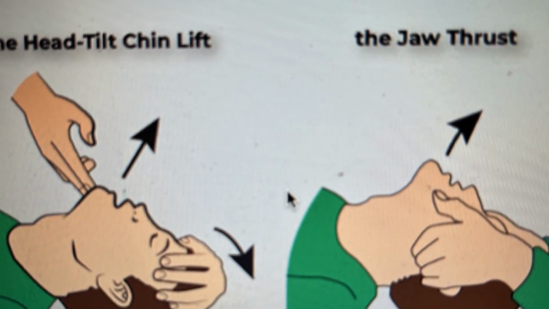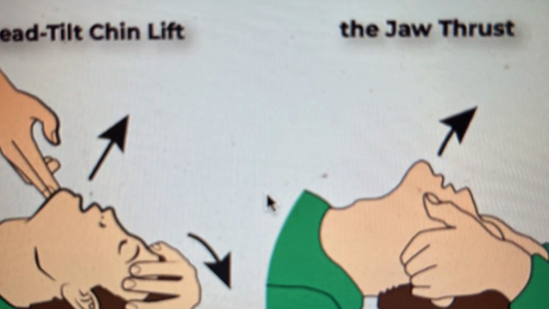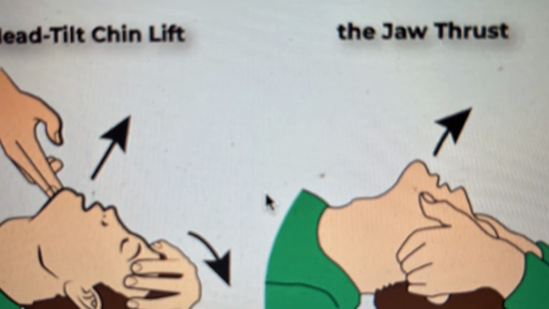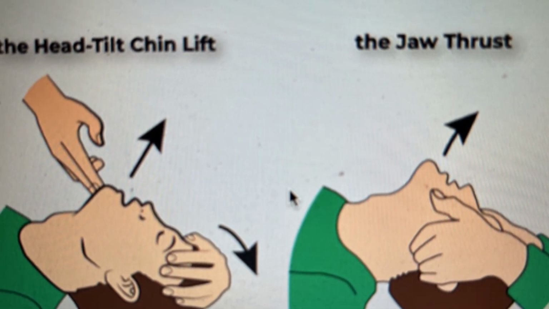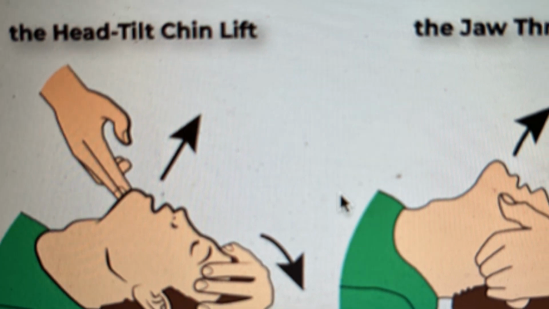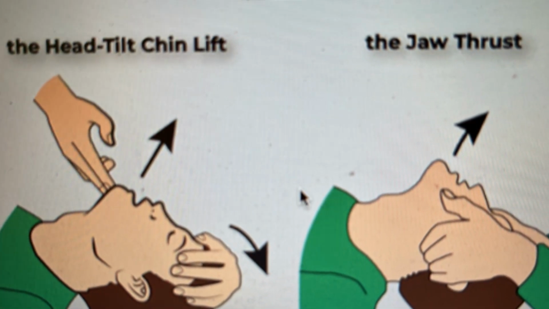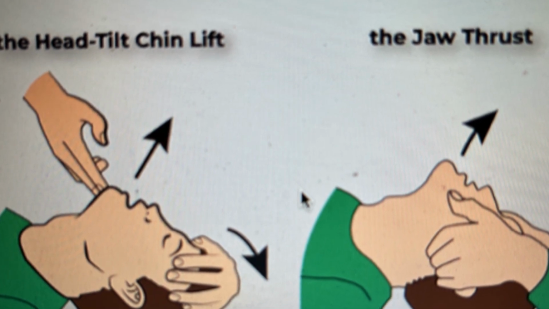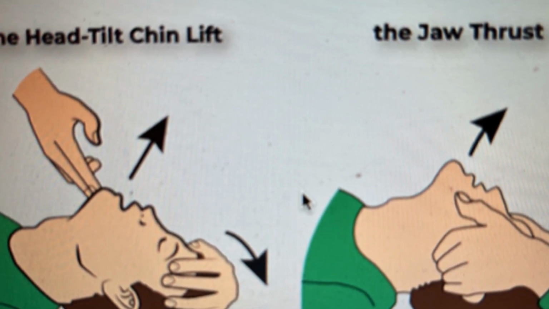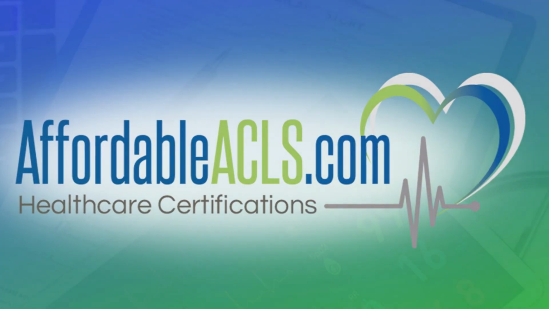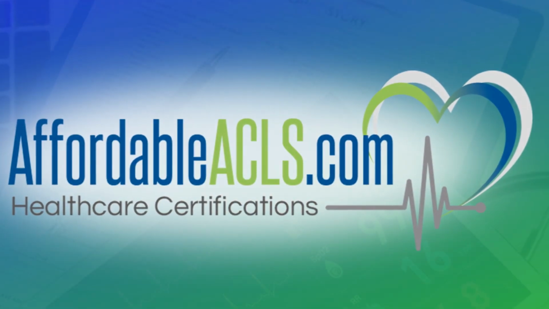To perform the head tilt chin lift, position yourself at the head of the patient. Place one hand on the patient's forehead and gently tilt the head backward. With the other hand, place your fingers under the bony part of the chin and lift the chin upward. Avoid pressing on the soft tissues under the chin, as this can obstruct the airway. Maintain the head tilt chin lift while assessing the patient's breathing and providing rescue breaths if necessary.